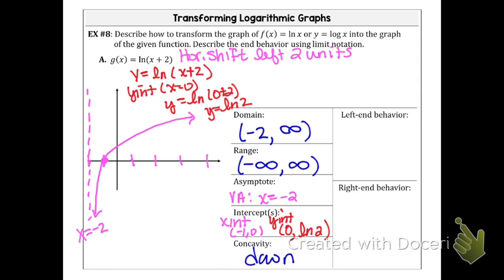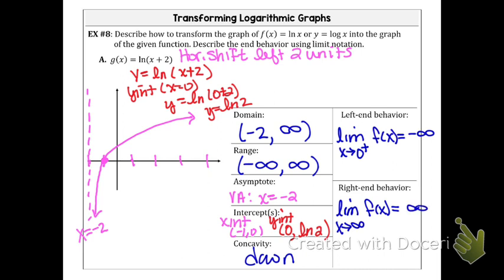And then the end behavior. So the left-hand behavior says the limit as x approaches negative 2 from the right side, f of x equals, it's going to keep going down as it goes to the left there, so it's going to equal negative infinity. And then the right end behavior says the limit as x approaches positive infinity, f of x equals, and as we go to the right, the graph keeps going up, so it's going to be positive infinity.